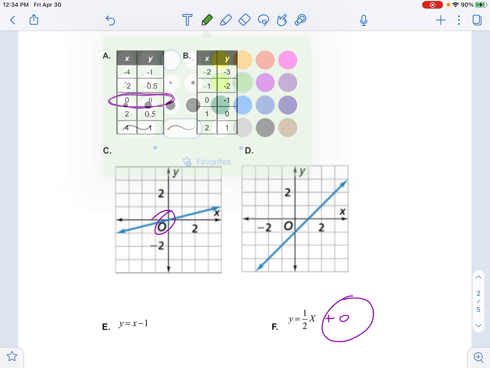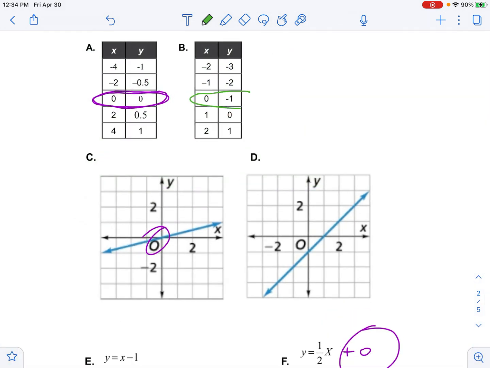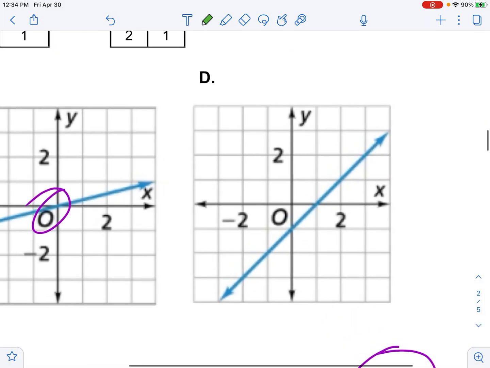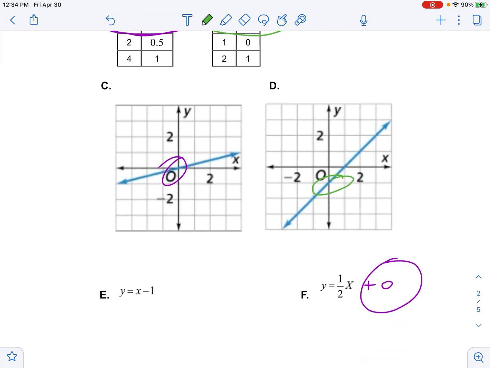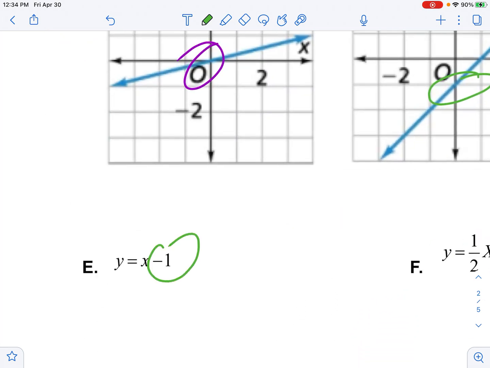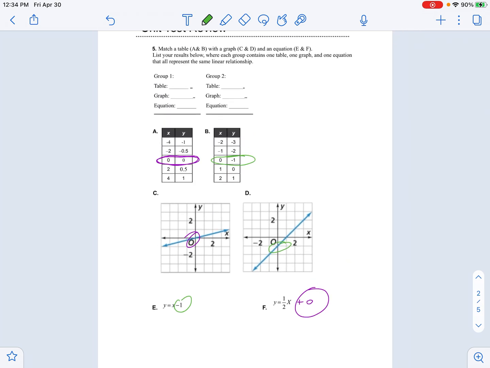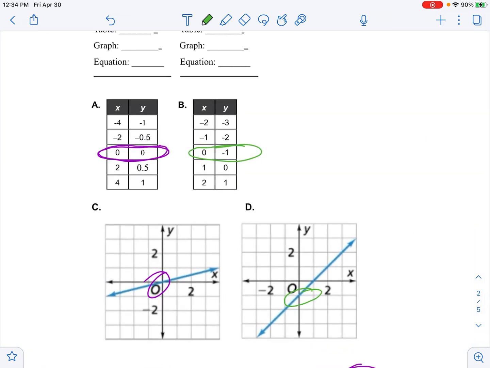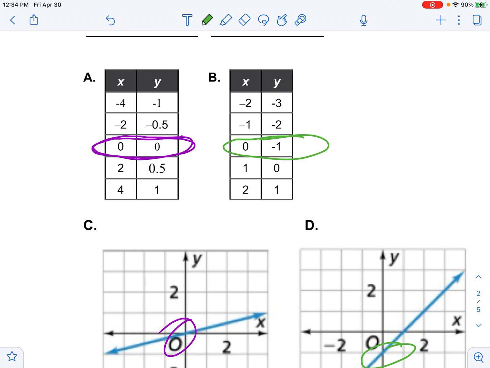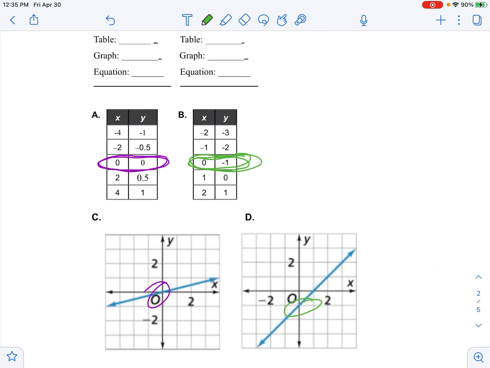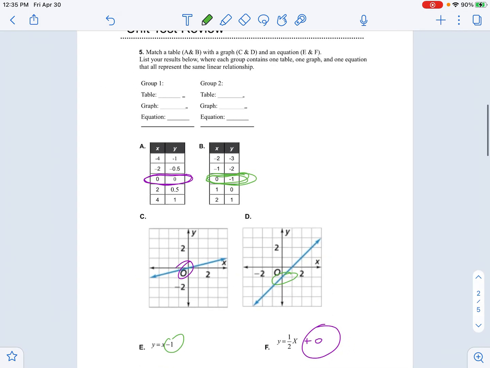Let's take a look at this one. This goes through -1 as the y-intercept. Look, the y-intercept goes through -1. The y-intercept is -1. So to figure out matching on these kind of things, I use the y-intercept. Sometimes in the table you can't find the y-intercept because maybe 0 doesn't show up, you can find it if you want, but you can just look at the graph a little bit.